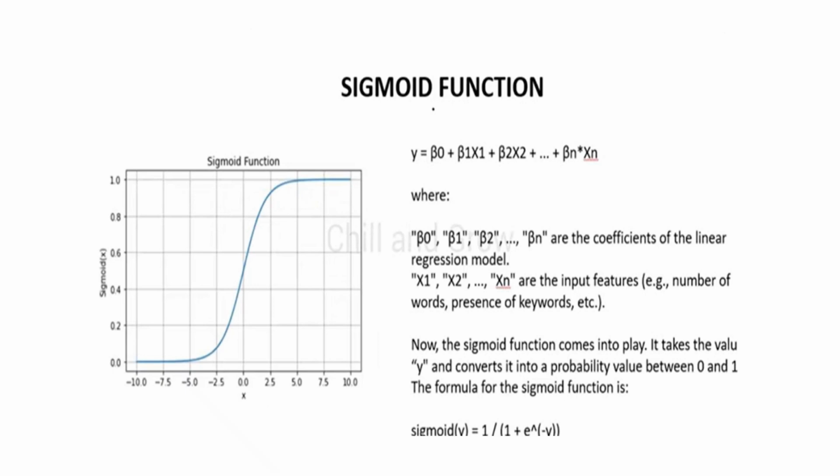Now the sigmoid value, which is based on y, converts into a probability value between 0 and 1. The formula for the sigmoid function is sigmoid(y) equals 1 divided by 1 plus e to the power of minus y. Y is nothing but the output we derived. So this is how the sigmoid function is.